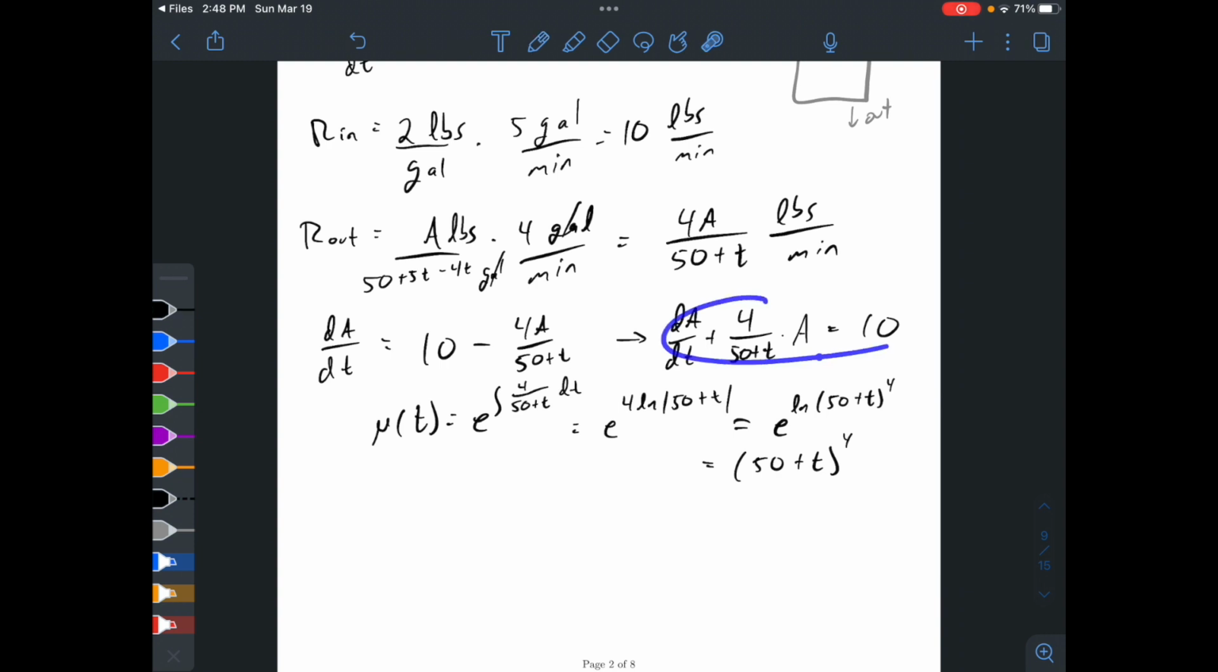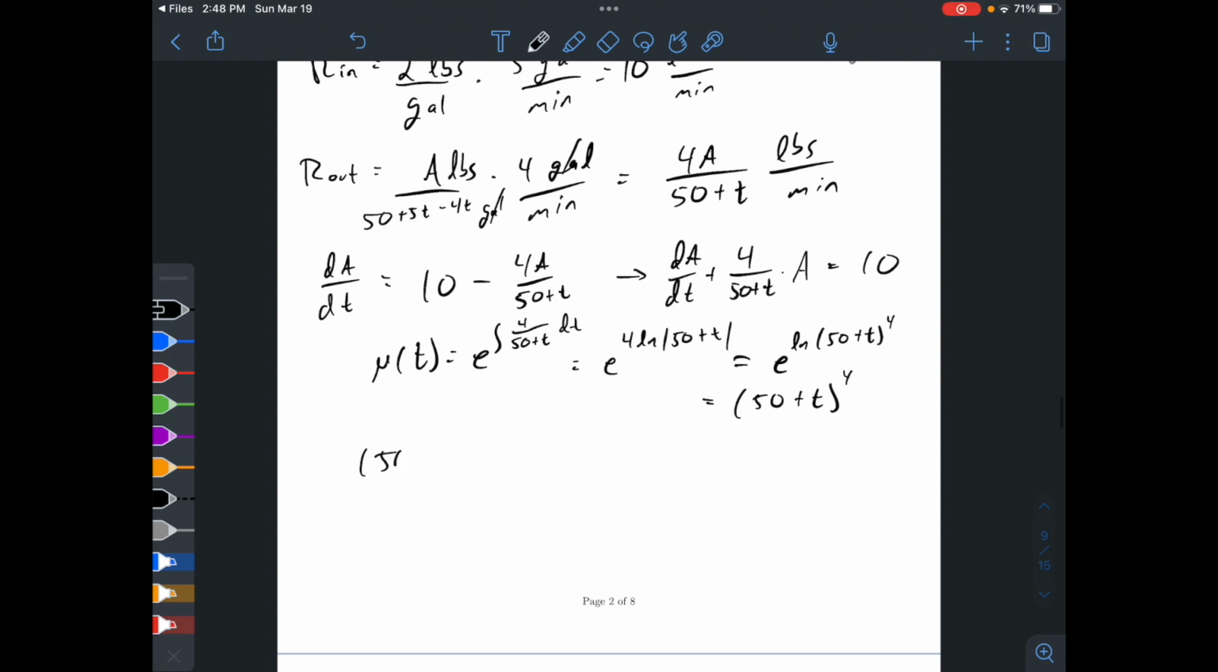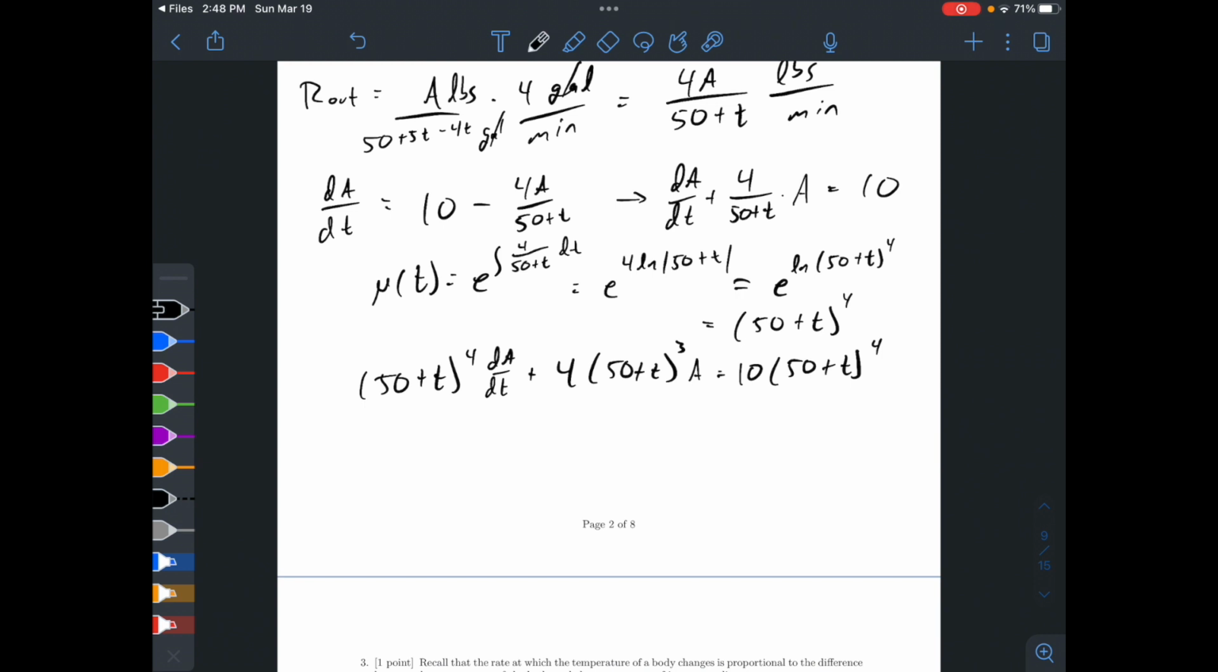We multiply both sides of our differential equation by that integrating factor. So we get 50 plus t to the fourth times dA/dt plus 4 times 50 plus t to the fourth divided by 50 plus t. So that would really be to the third. And then times A. And then multiplying on the right side as well, we get 10 times 50 plus t to the fourth. So the left side, we should then notice that that is equal to the derivative of our integrating factor times A.